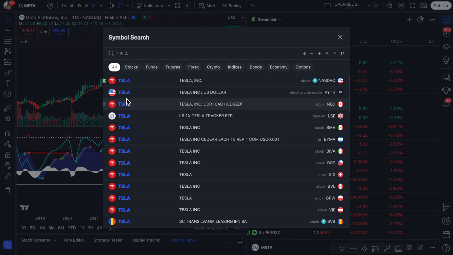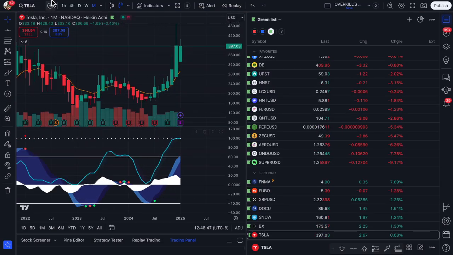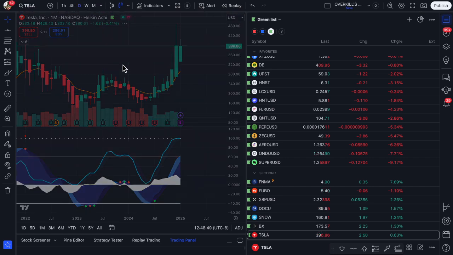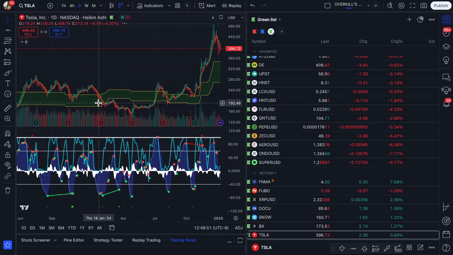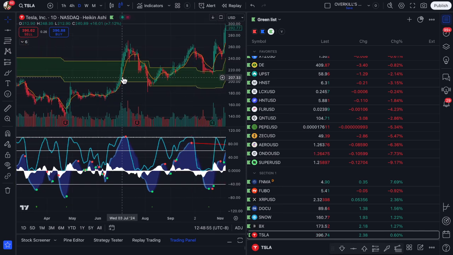Again, we pointed out Tesla yesterday. This was a great video if you guys want to watch it. That dot came right there in July. Let's see where that was on the daily. Okay, July was right here. So you had this big move up.